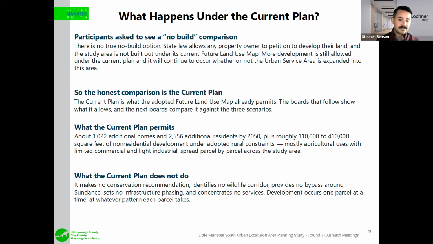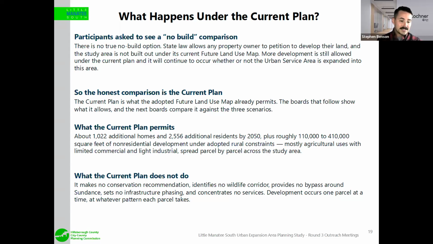So that 110 to 410,000 square feet really can take the form of uses that would support the predominant agricultural nature of the area with limited commercial, light industrial, and spread out parcel by parcel across the entire area. So not clustered in one spot, but spread out evenly throughout. That is the maximum that would be allowed under all of these different constraints.